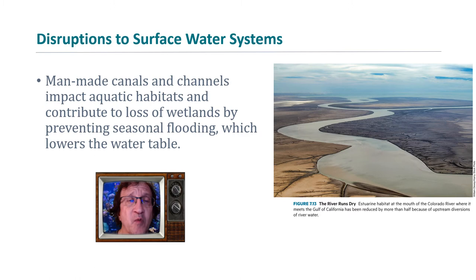So some other ways we disrupt surface water is by producing what are called canals or channels. That means if you're transporting materials, taking a boat through here, you don't want to make all those twists and turns. It only adds to the mileage of the trip. Plus, what's unique about bodies of water is when they twist like that, that's called channeling or oxbowing.